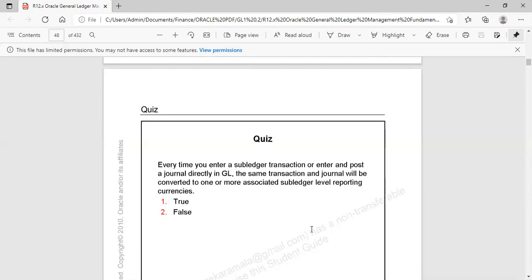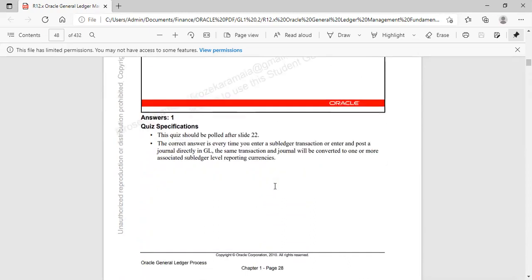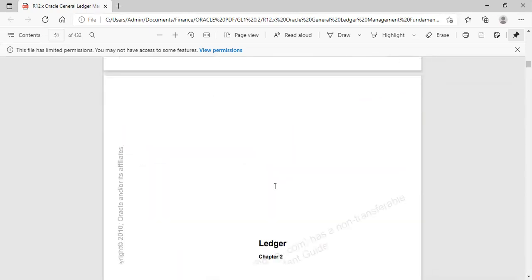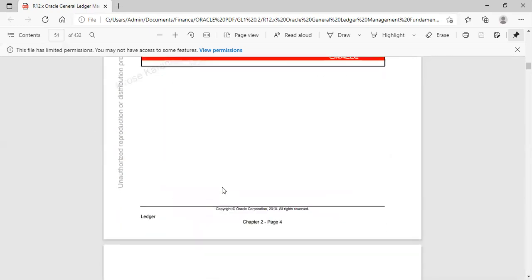What is this? Anybody can answer? True. True only. See, it is asking about primary ledger, secondary ledger. We didn't see the concept in detail. I will take it tomorrow. Okay. True only, primary ledger and subledger based. Okay. You can read by yourself. Tomorrow we'll see what is a ledger. Whatever we have seen, you can go through this PDF fully and it is very easy. Mostly they have given it like this only.